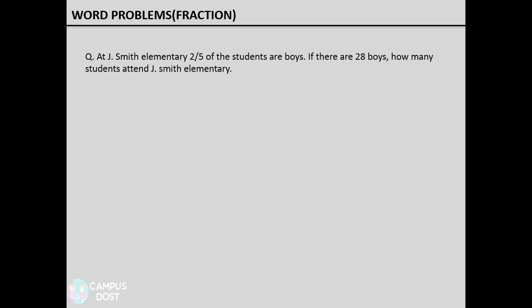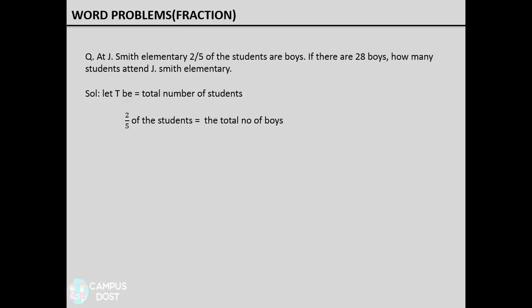Here we are told that 2/5 of the students at T. Smith Elementary are boys. There are 28 boys altogether and we want to determine how many children attend the school. Well, from this question, we can see that 2/5 of the entire student population equals the number of boys. So what is the entire population?